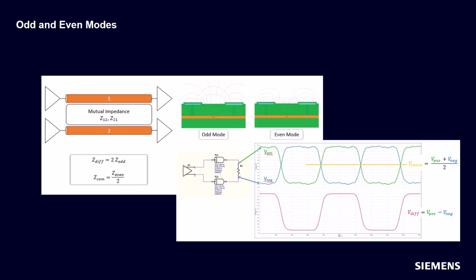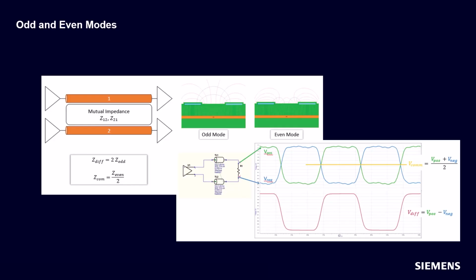Odd mode is the desired behavior, while even mode is an undesired byproduct created when a differential pair loses its symmetry. The impedance for each mode is calculated differently. Differential impedance is approximately twice the odd mode impedance, while common mode impedance is approximately half the even mode.